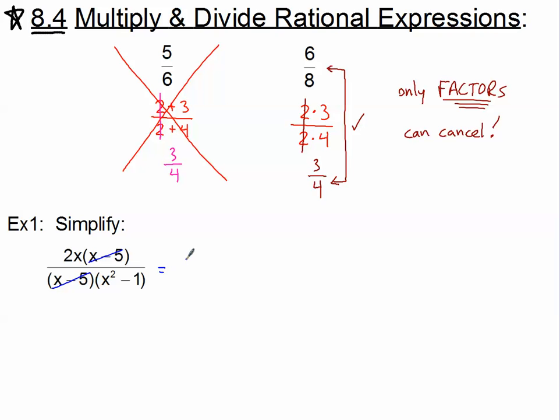And what am I going to be left with? Well, I've got the 2 times the x, and in the denominator, I've got the x squared minus 1. I don't need parentheses around x squared minus 1 anymore because there's nothing next to it. Are we finished? Can we cancel out anything more? Do you see a common factor that is being multiplied in the top, in the numerator, and in the denominator? I don't. I see an x right here, but I don't see any x's in the denominator. I see an x squared minus 1.